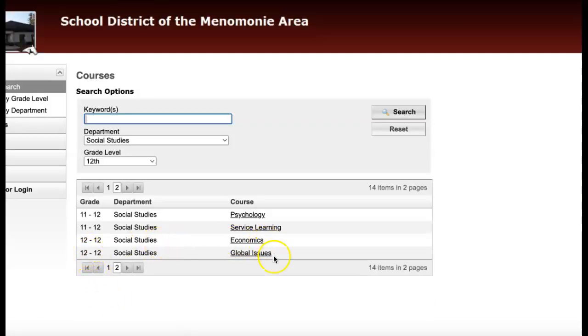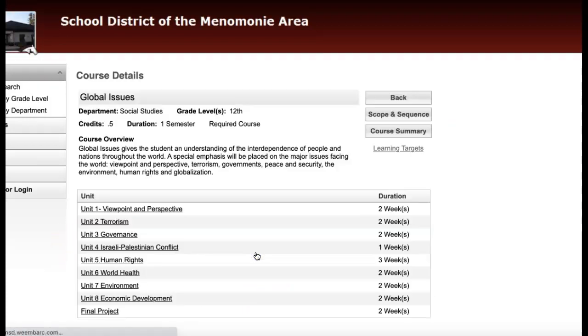And so we've got economics and global issues at the 12th grade. So let's see what global issues is. And so this is a half a credit. It's 1 semester. It's a required course. And this tells us what the course is intended to do. It gives the student an understanding of the interdependence of people and nations throughout the world. A special emphasis will be placed on the major issues facing the world, viewpoint and perspective, terrorism, governments, peace and security, the environment, human rights, and globalization. Yes, my friends, in 1 tidy little semester.